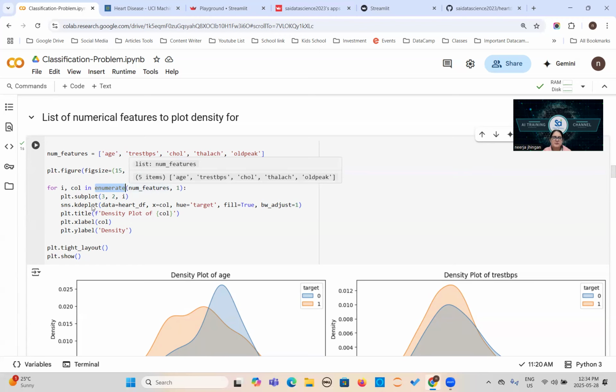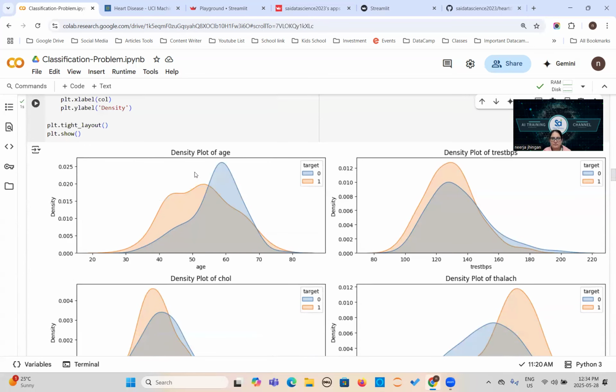And then we are plotting the current density using the Seaborn library, SNS. So here we go. If you want to learn about SNS in detail, you can watch my playlist. I have already shared the link in this notebook.